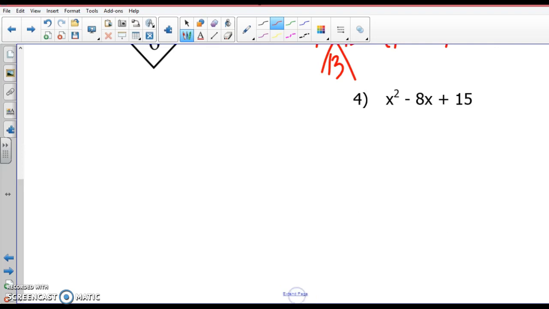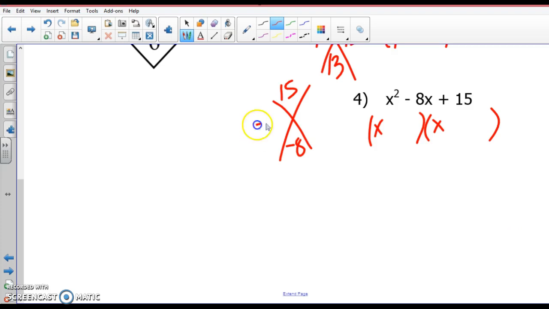Okay, now, this one gets a little more difficult. I want them to multiply to 15, add to negative 8. Make sure you keep the negative. Okay, so, how does x squared factor? X and x. Okay, what two numbers multiply to 15, add to negative 8? Correct. So, x minus 5, x minus 3. Now, let's check it.